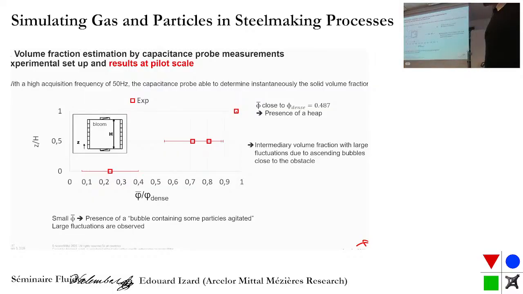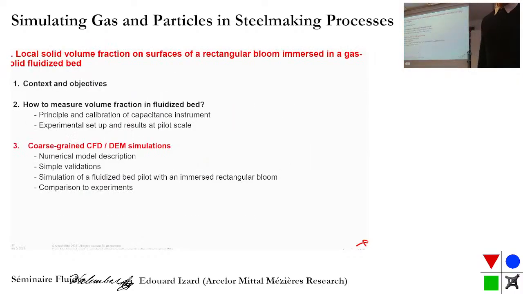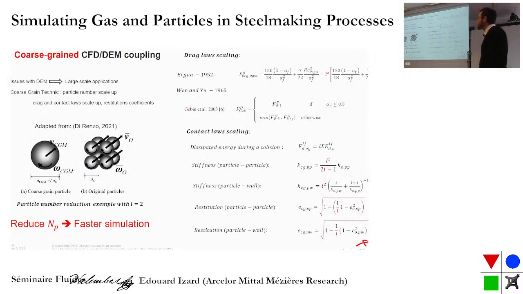So based on these observations, which are very detailed, we can think about how to model that. How can I try to find a numerical model to represent this effect? What we have used is coarse-grained CFD-DEM simulations, because we have too many particles. I will not recall the CFD-DEM because I already presented it before, but I will rather focus on the coarse-graining of the DEM. The issue is that we have too many particles, so for large-scale applications, CFD-DEM can be quite challenging to apply.